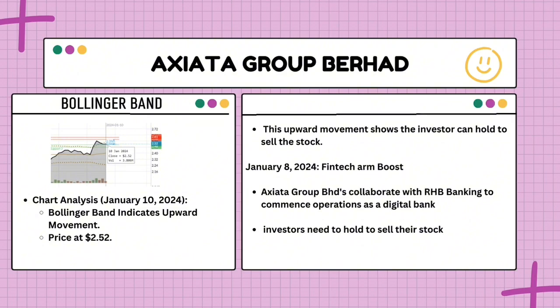According to New Straits Times on January 8, 2024, Axiata Group Berhad fintech arm Boost, together with its consortium partner RHB Banking Group, has received approval from Bank Negara Malaysia and the Finance Ministry to commence operations as a digital bank, with effect from January 15, 2024. Based on this news, we chose to hold because the price line dipped lower than the upper Bollinger Band. Hence, this indicated that investors need to hold to sell their stock.